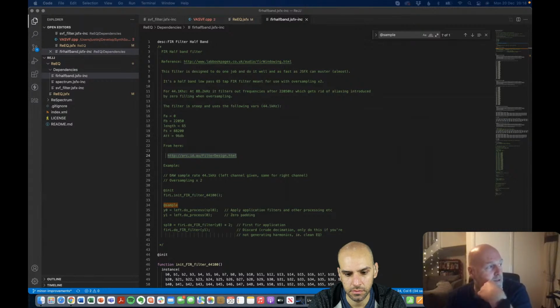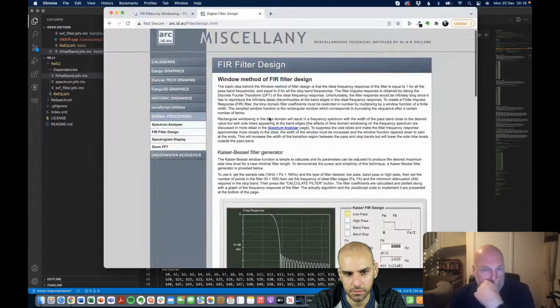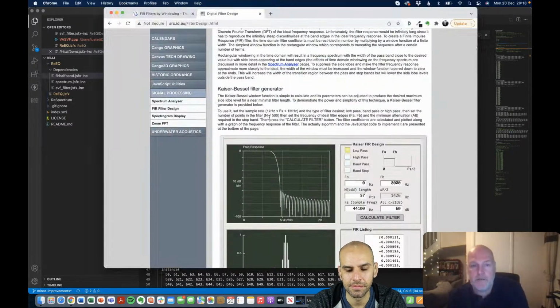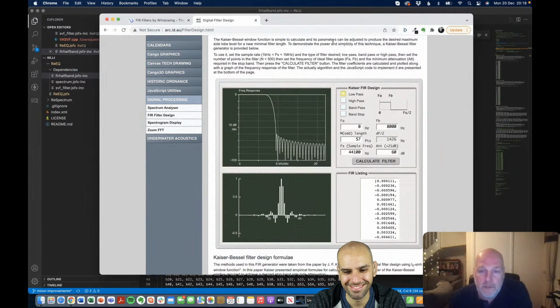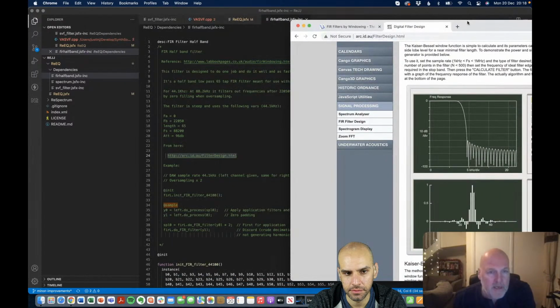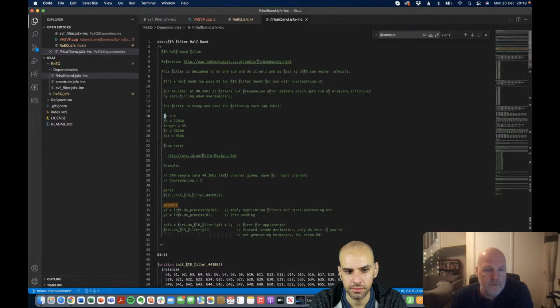Let's see if I can pull this site up. Here we go. This is the site that I used to design the filter. Essentially, the sort of filter that I ended up settling on after doing quite a bit of research is the Kaiser Bessel filter. Really, it was a case of putting these values in. And I think here are the operating values that ReEQ uses for that.